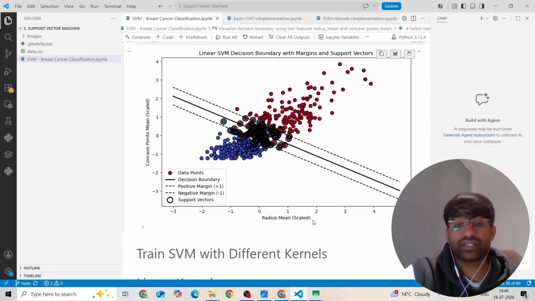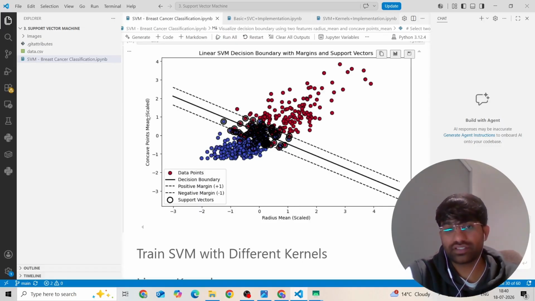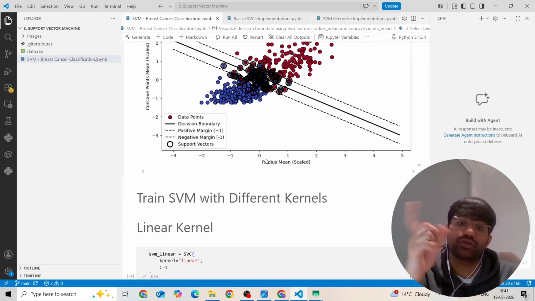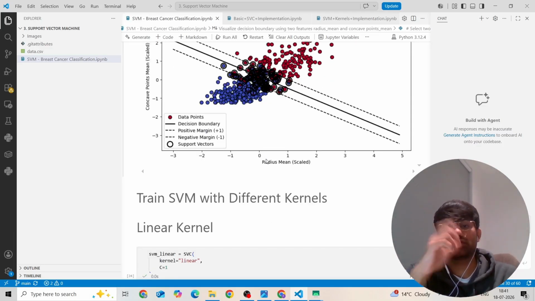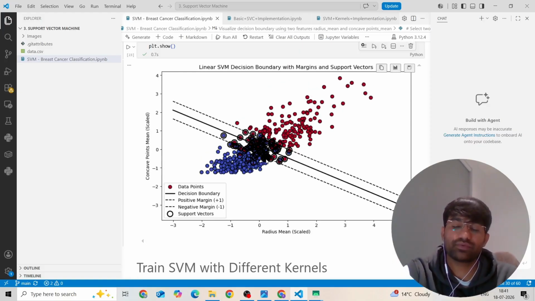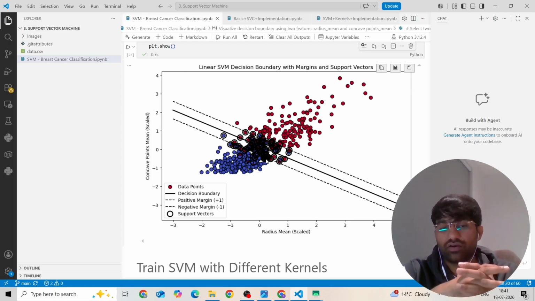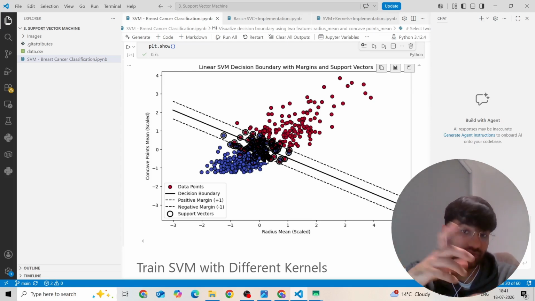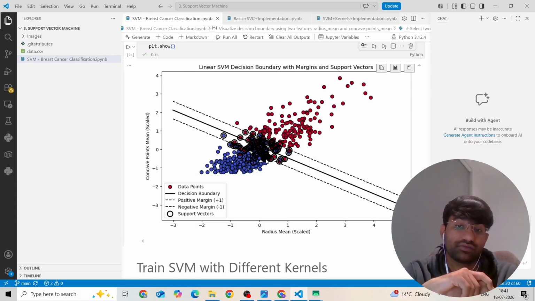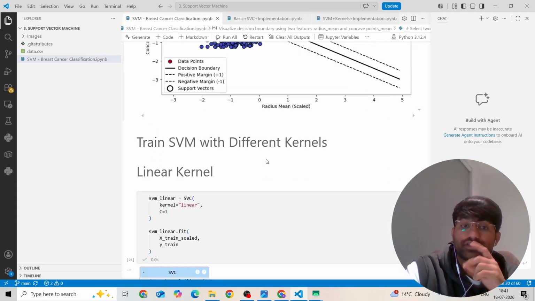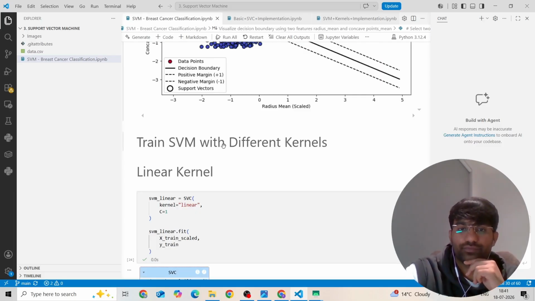But I have drawn this considering only two input features. For these two input features, this is linearly separable data. But I can't say the entire data set is linearly separable, because we have 30 input features. So I will now use support vector kernels. I will train SVM with different kernels.